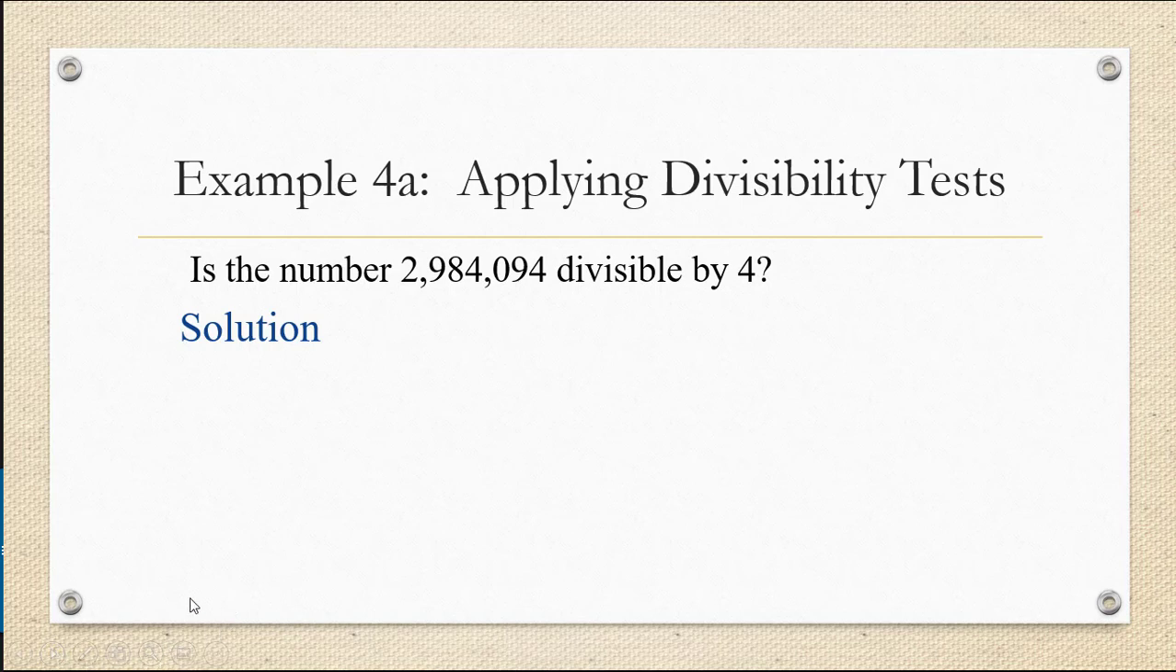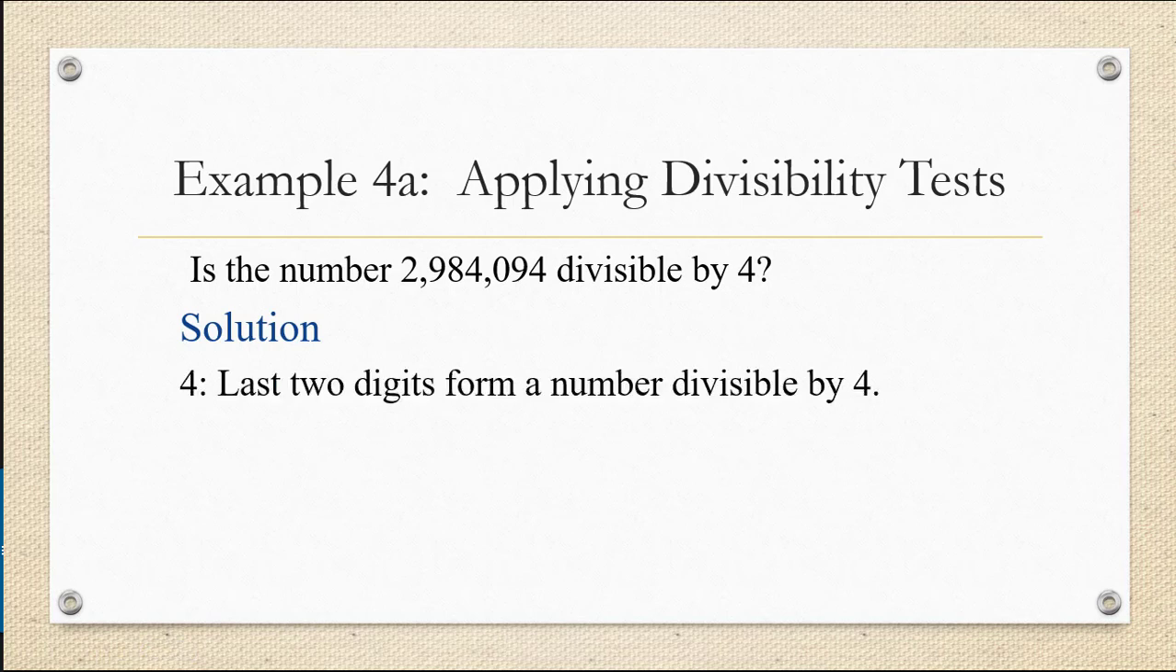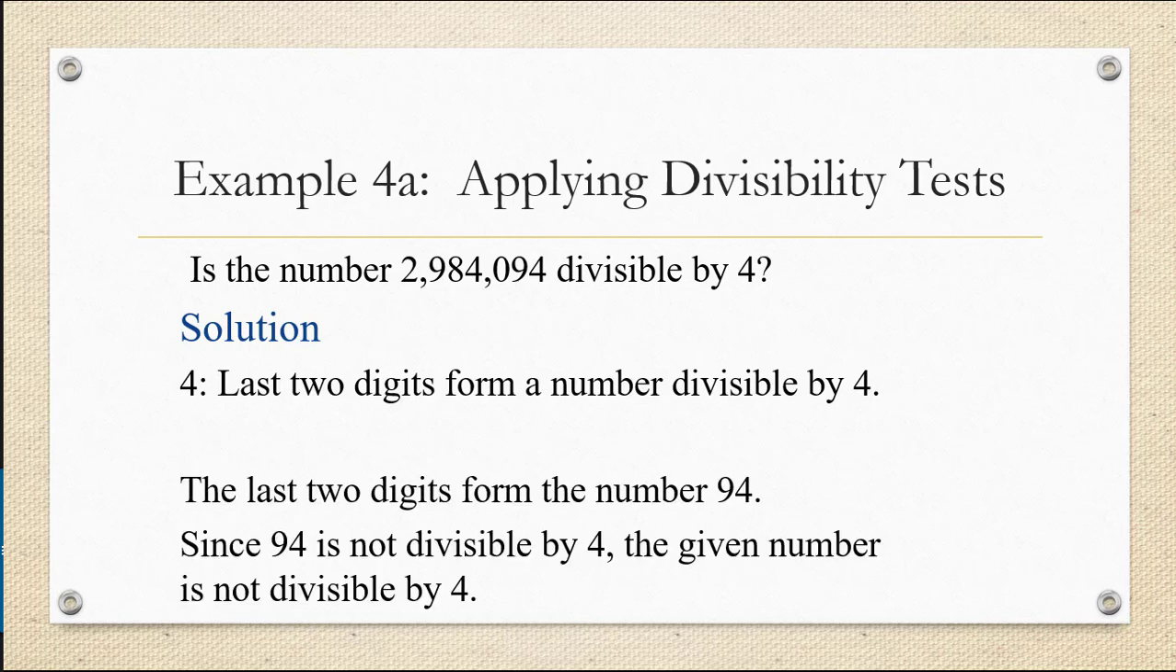So, for example, is the number 2,984,094 divisible by 4? Well, to determine that, we need to check if the last 2 digits form a number that's divisible by 4. The last 2 digits form the number 94. Since 94 is not divisible by 4, demonstrated by dividing 94 by 4 and seeing that there's a remainder of 2, we can conclude that 2,984,094 is also not divisible by 4.